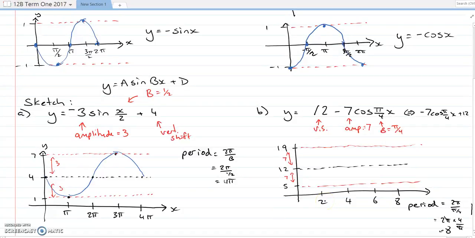Every 2. Okay, because this is a minus cos, it starts at the bottom. It goes up to the middle, it goes to the top, back to the middle, and then to the bottom, sketching so that we flatten out on the top and on the bottom. And that is it. Done.